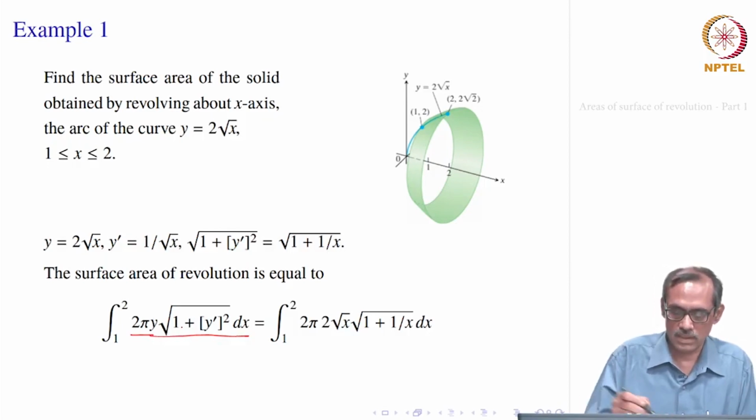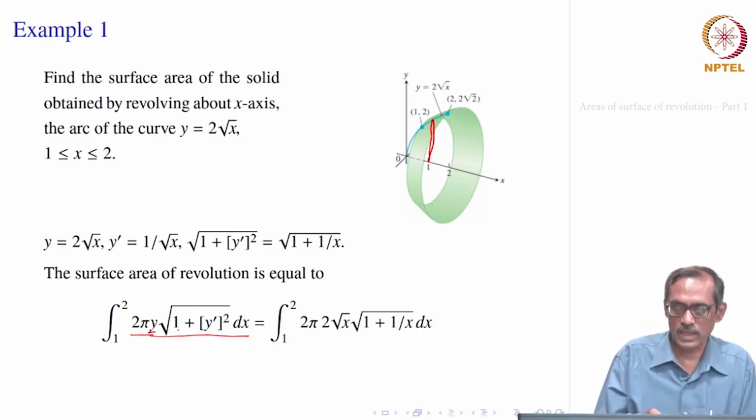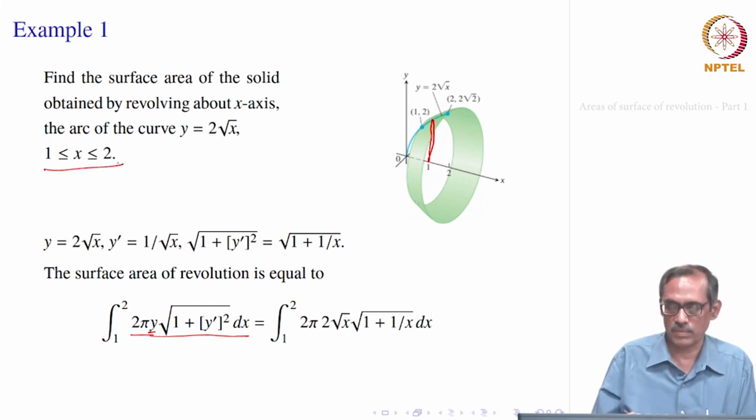So, once you take this, y really is your r, here is the r, the radius of the frustum. Two radii are there, so we are taking the average one. That corresponds to this y here. So, it is the integral of 2 pi y square root of 1 plus y prime squared dx, where x varies from 1 to 2, that is the curve is given as x varies from 1 to 2.